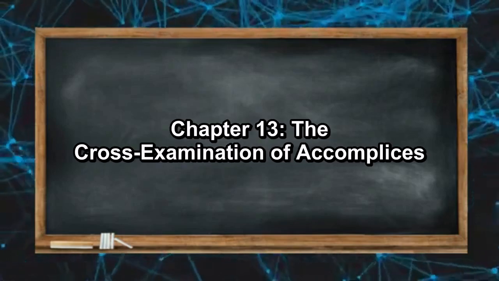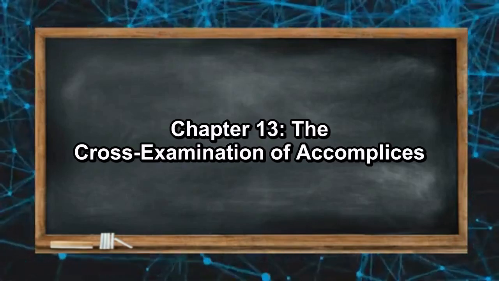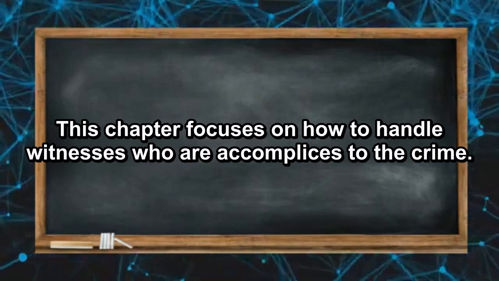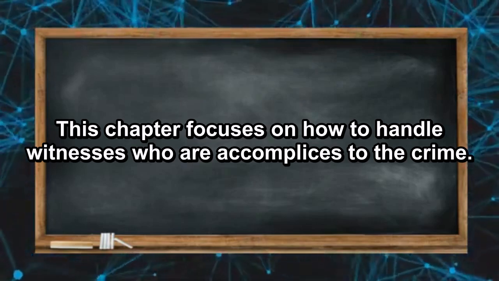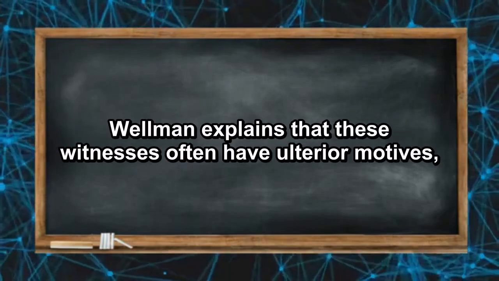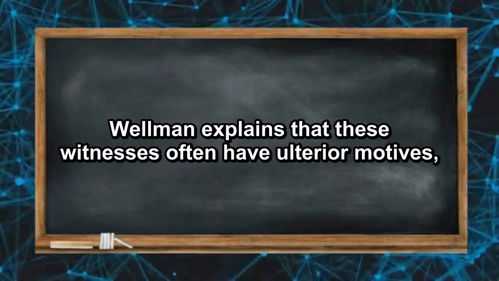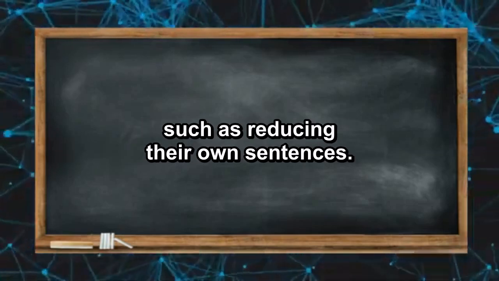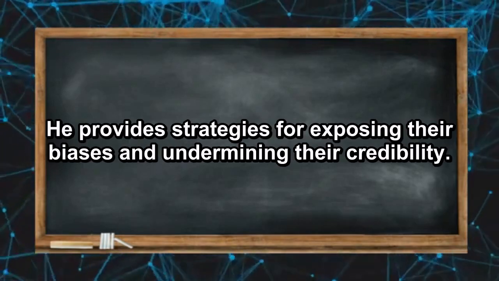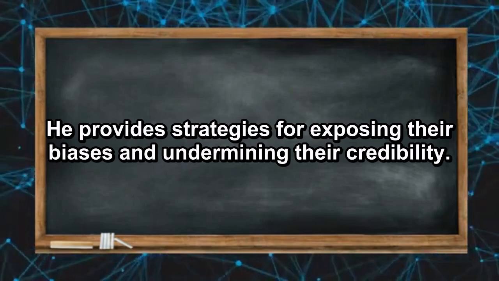Chapter 13, The Cross-Examination of Accomplices. This chapter focuses on how to handle witnesses who are accomplices to the crime. Wellman explains that these witnesses often have ulterior motives, such as reducing their own sentences. He provides strategies for exposing their biases and undermining their credibility.